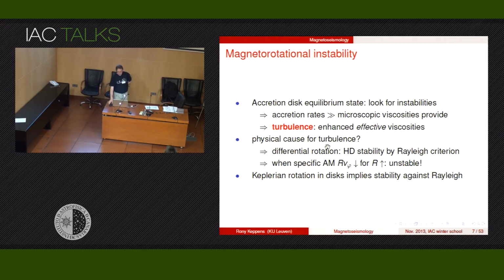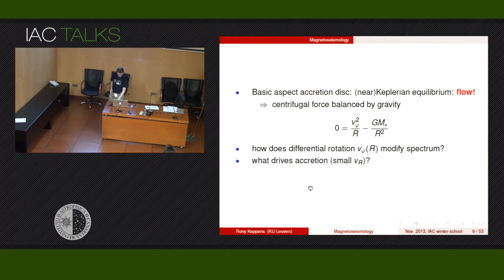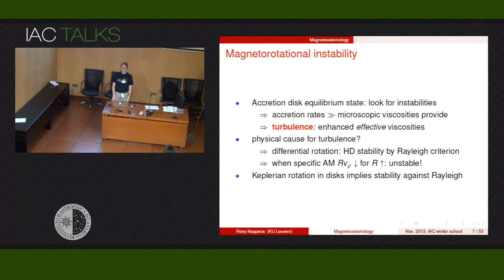Well, if you have a differentially rotating system, then standard gas dynamics textbooks will tell you that there is something known as the Rayleigh criterion, where if you have the specific angular momentum, so just the product of radius with the azimuthal velocity at that radius, decreasing for increasing radius, then that situation is unstable to this Rayleigh criterion. That's what the Rayleigh criterion says, okay? And that is then a linear route to instability. Now, Keplerian rotation profiles actually are stable to the Rayleigh criterion. So we cannot argue from gas dynamics alone.